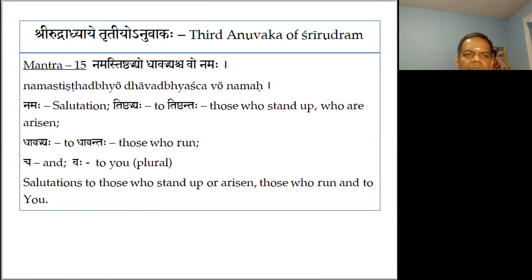Okay, so that's what it is. There may be an excerpt, but I couldn't find anything which I could put here, so I have not put it. But basically whatever we have discussed so far is an extension of that. Okay. We'll look at the next mantra.